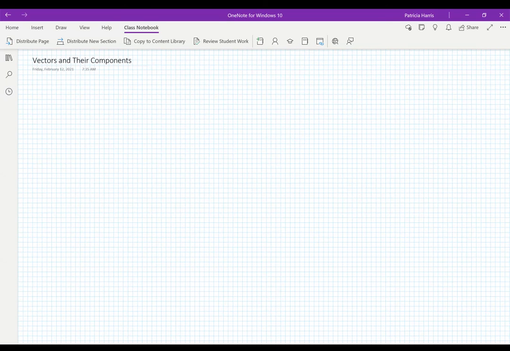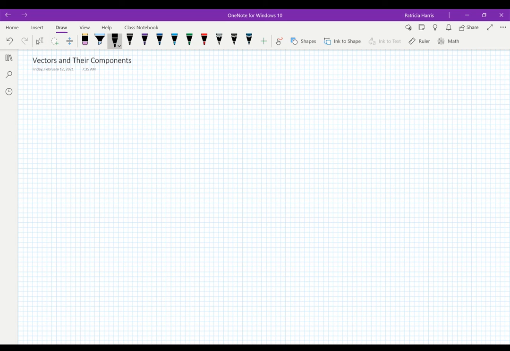Okay, so today we're going to start vectors. So let's start out with a definition. So a vector is a mathematical term that indicates both direction and magnitude. If you've seen Despicable Me, this should sound familiar.